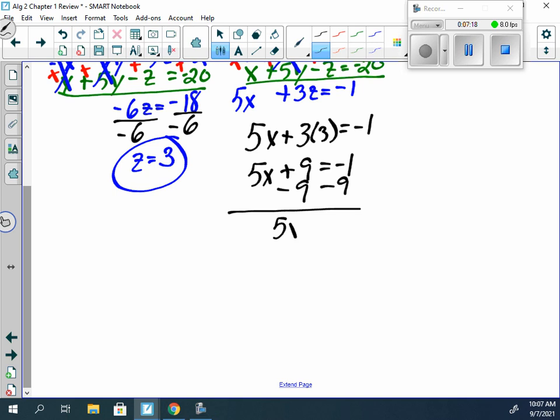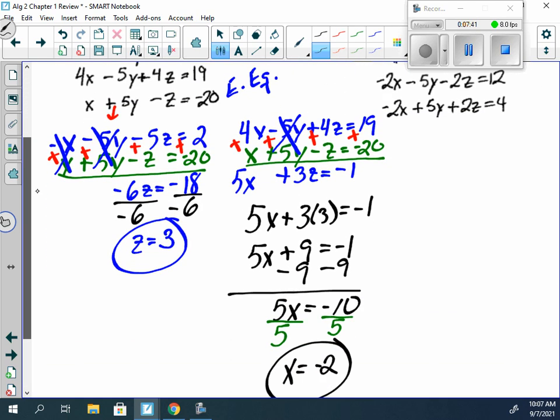Subtract 9 from both sides, telling us 5x is equal to negative 10. Divide by 5 and get x is negative 2. So we have two of the variables. We're just missing the value of y.